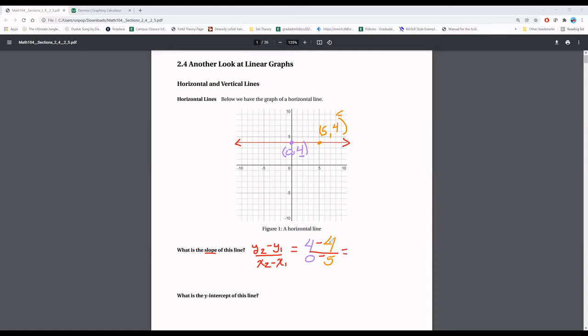So what happens? My numerator, 4 minus 4, becomes a 0. My denominator is negative 5. 0 divided by anything that isn't 0, such as negative 5, is just 0 again. So the slope of this line is 0. What is the y-intercept? Recall the y-intercept is where the line crosses the y-axis. Just by inspection, in fact, I picked it out here. There. That's the y-intercept. It's the point (0, 4).